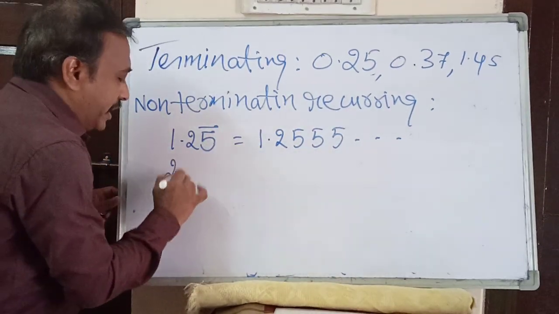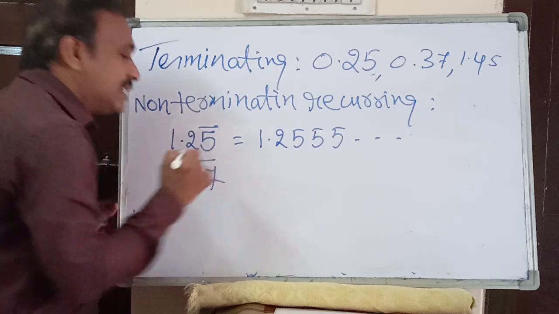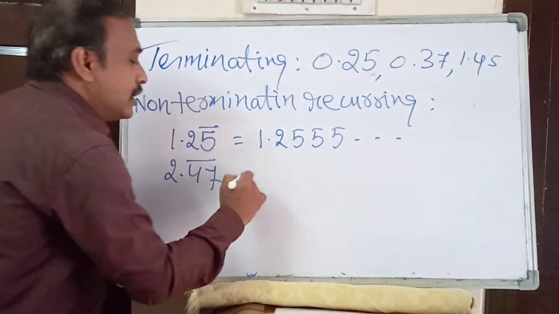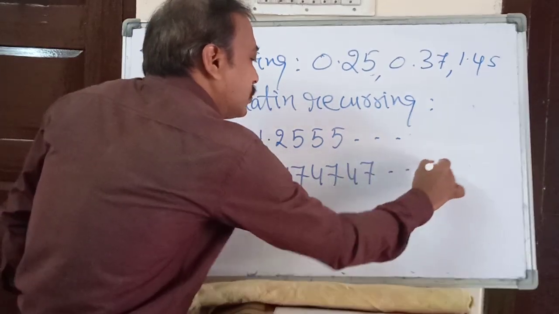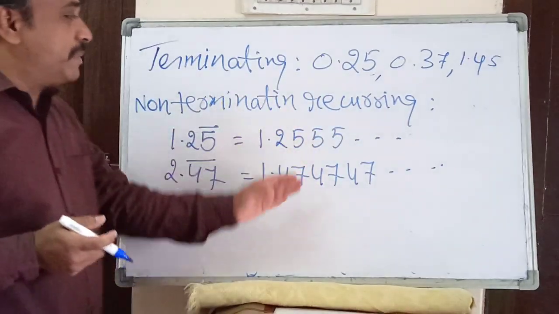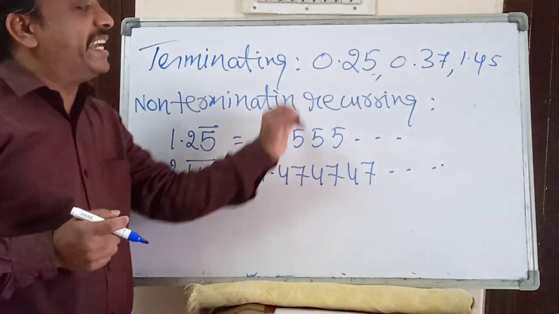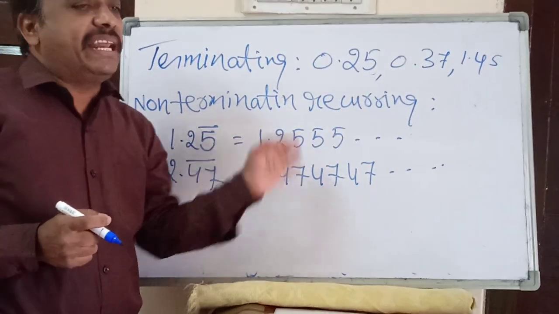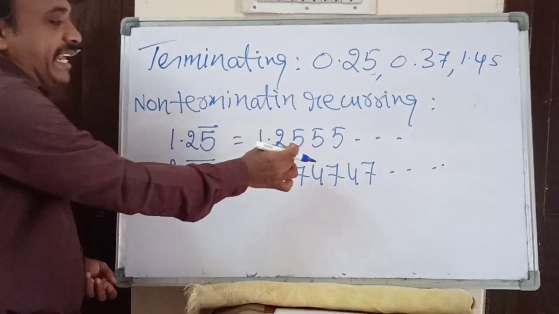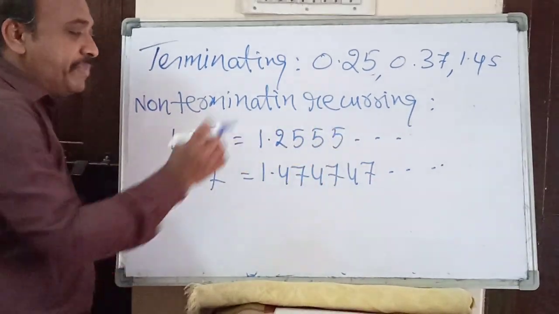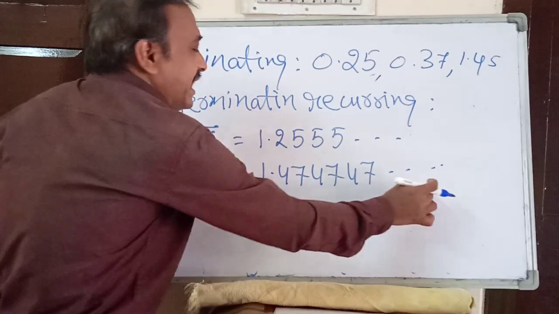Next, 2.47 with the bar on 4 and 7, that is 47. So 1.474747 and so on. Such type of decimal expansion we call non-terminating recurring. Recurring means reoccurring, reoccurring means repeating. The digit 5 is repeating here. Two digits 4 and 7 are repeating here.